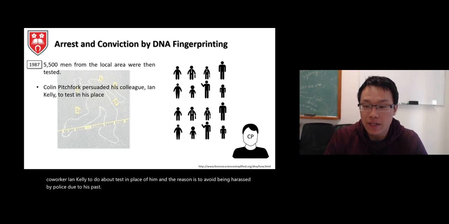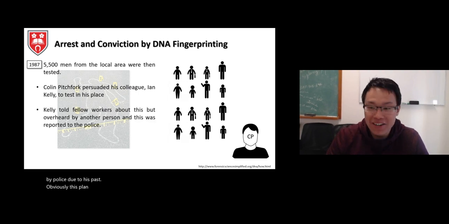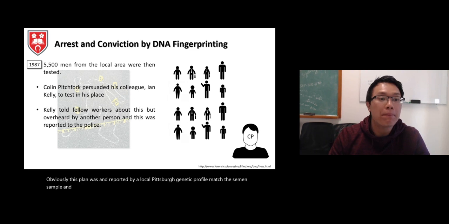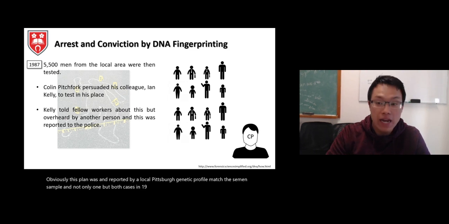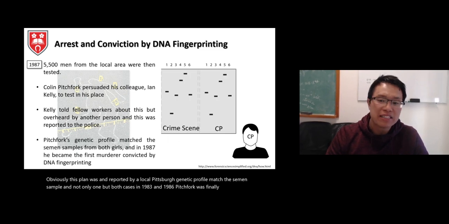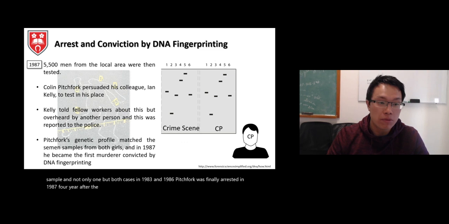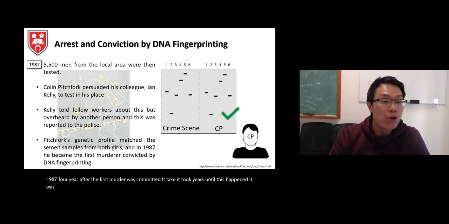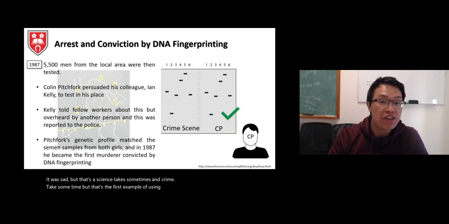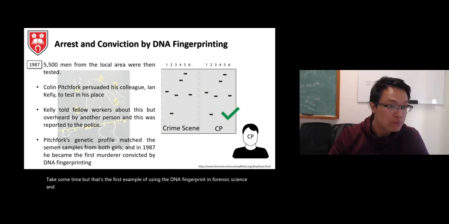This plan was overheard and reported. Pitchfork's genetic profile matched the semen sample, and not only in one case but both cases, in 1983 and 1986. Pitchfork was finally arrested in 1987, four years after the first murder was committed. It took years until this happened. It was sad, but science takes some time, and crime takes some time. But that's the first example of using DNA fingerprinting in forensic science and in crime.